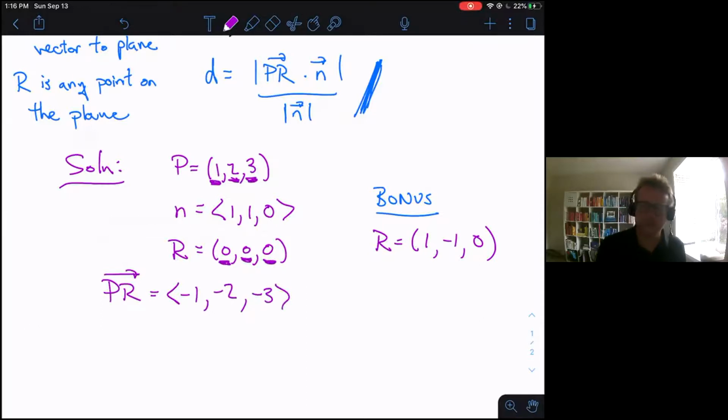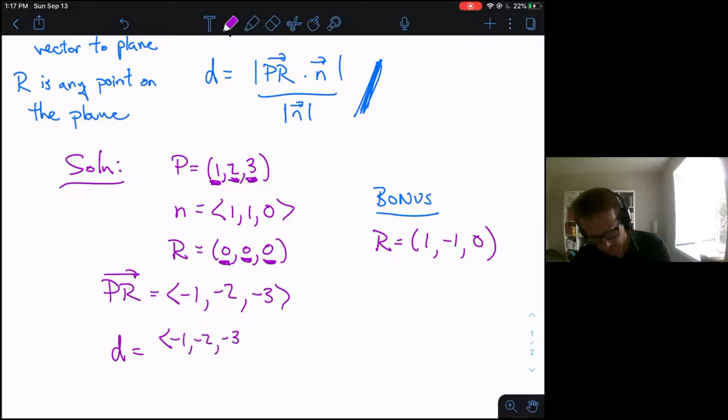So this is just my way that I figure out vectors like this. I start at P, I end at R, and I ask myself, how many steps did I take? All right, now we have all the pieces. Now we just need to assemble them. So this distance is going to be equal to PR, -1, -2, -3. We're going to dot product that with 1, 1, 0, and we're going to divide by the magnitude of n, which is the magnitude of 1, 1, 0.